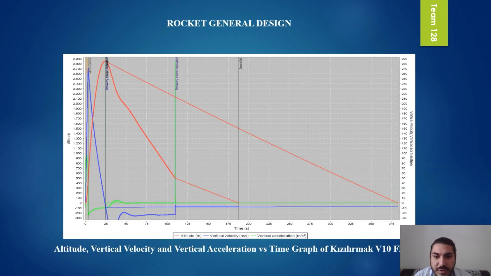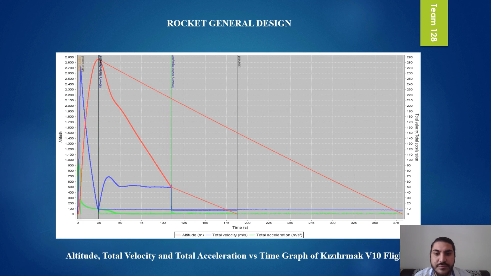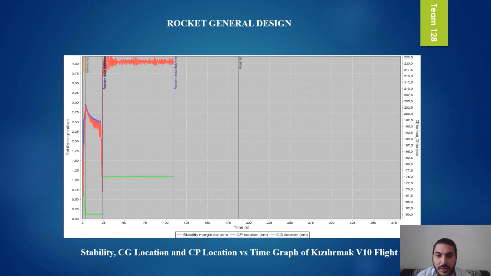Here we see the graph of altitude, vertical velocity, vertical acceleration versus time, which we got from the simulation made in OpenRocket software. According to the simulation, the maximum altitude is 2,850 meters. Here we see the graph of altitude, total velocity, and total acceleration versus time, which is again taken from the simulation. Here is the graph of stability of the rocket versus time, and as you can see, the rocket is prevented from being too stable.